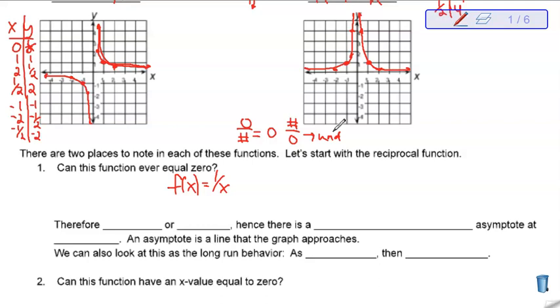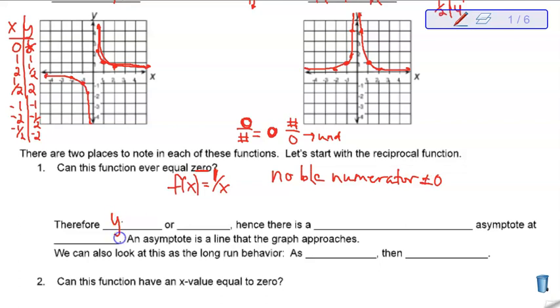So, will my function ever equal 0? Well, for a function to equal 0, the top has to equal 0. Well, is the top ever going to equal 0? And in this case, because I have a 1 there, no. Because the numerator will not equal 0 ever. Okay?